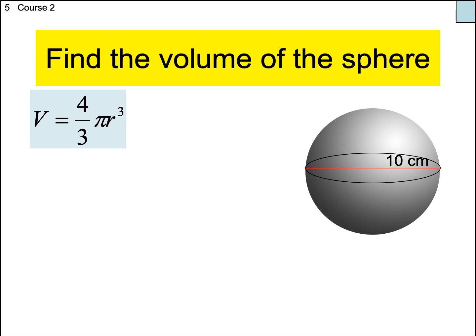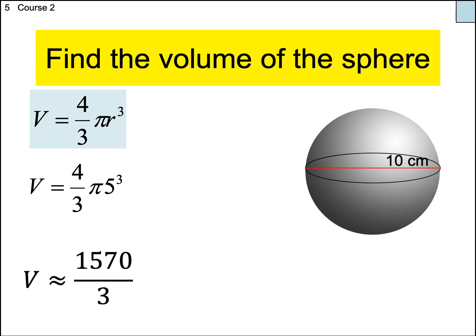Okay, let's see how you did. Well, we know that the radius was 5, not 10. So 5 cubed would be 5 times 5 times 5. 5 times 5 is 25, times another 5 is 125. 125 times 4 is 1570, all divided by 3.